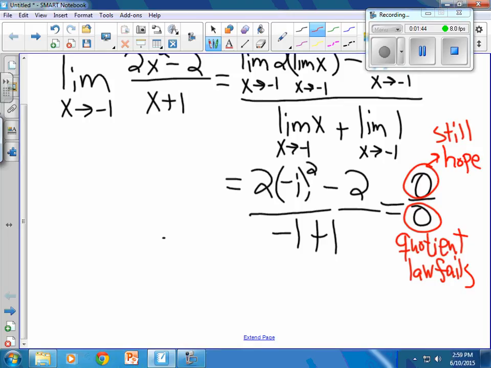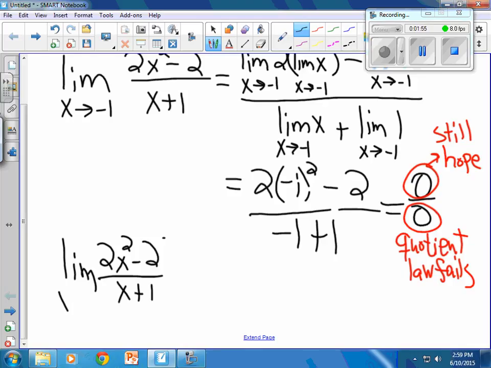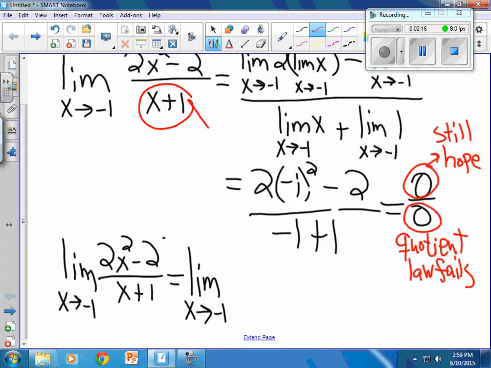So we do some work, we try something else. So let's rewrite our limit here. So this is the limit of 2x squared minus 2 over x plus 1 as x approaches negative 1. And one thing that we could try is to factor and maybe cancel some stuff. Notice here that if you look at what we did for the limit in the quotient rule, it's the x plus 1 factor that really creates this 0 in the denominator.